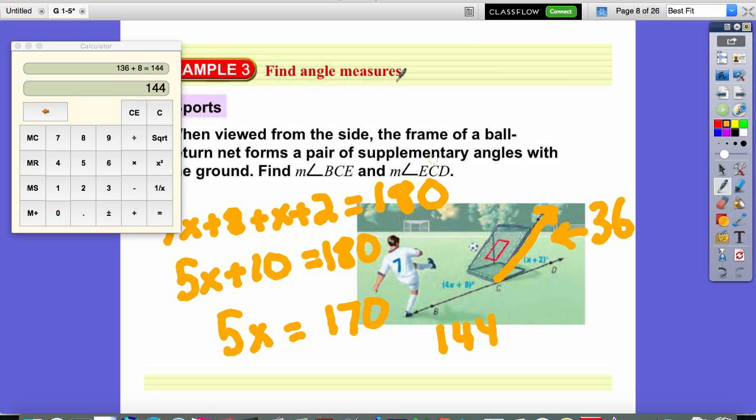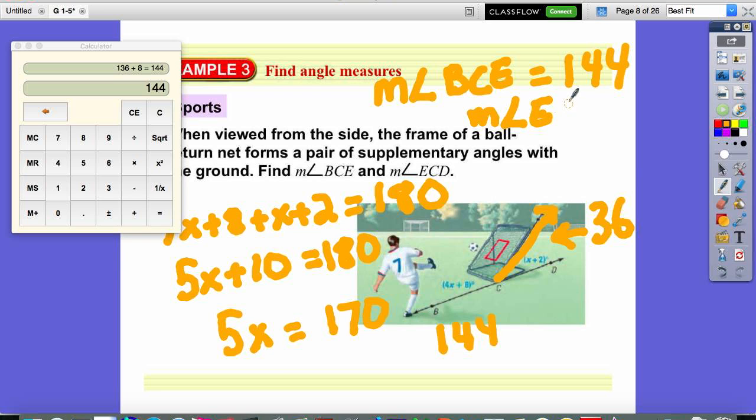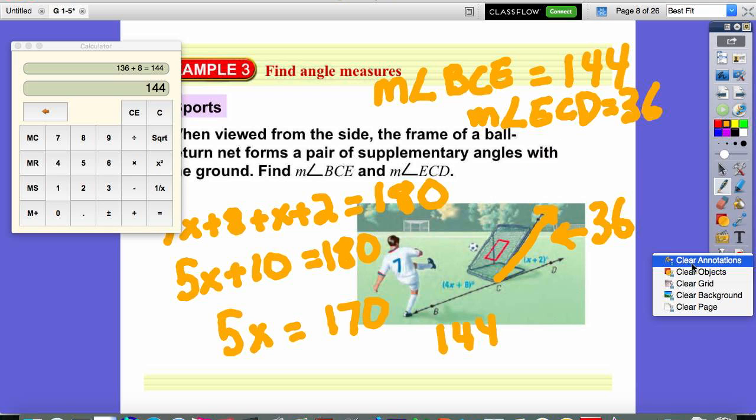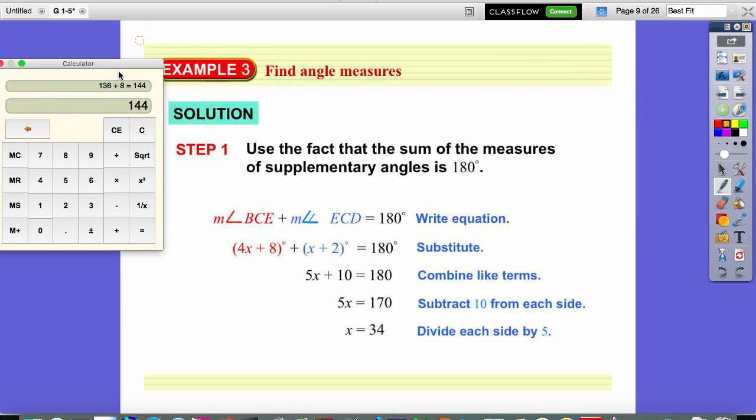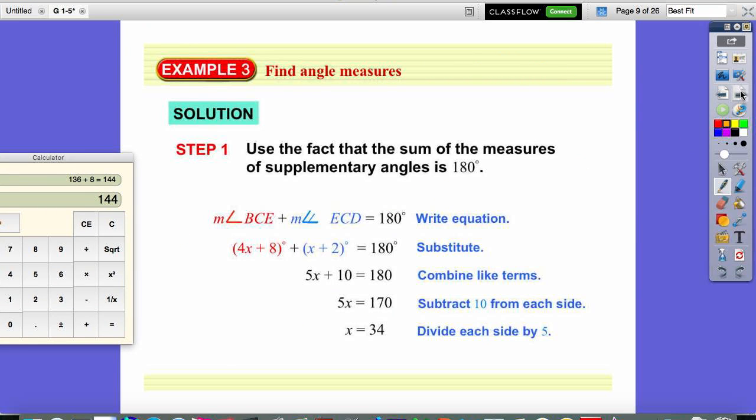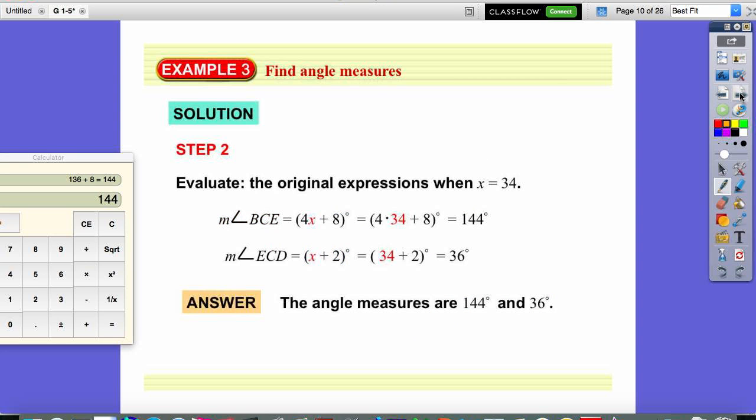The measure of angle BCE is 144. We use an equal sign because we're talking about a number. And the measure of angle ECD is 36. When you add those together, that makes 180 degrees. They're supplementary. Here is also all of the work that we've just done if you wanted to see it again.